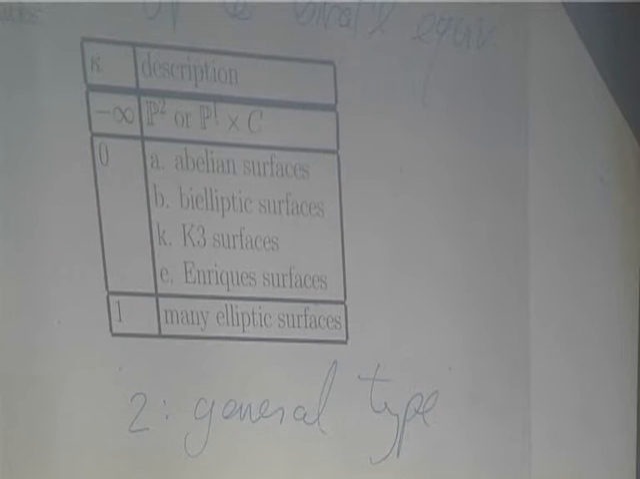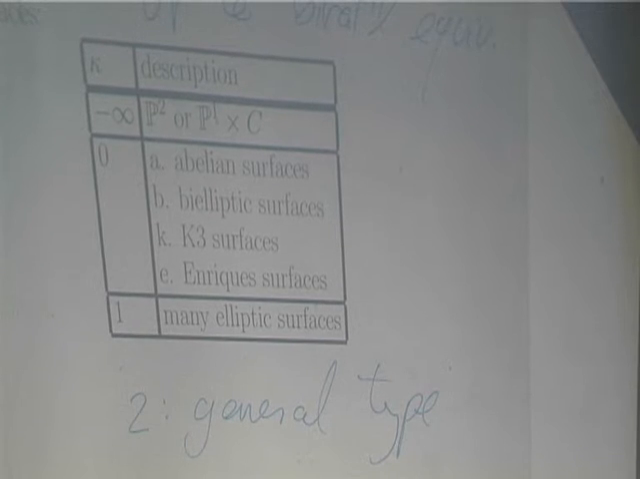K3 surfaces are a collection of surfaces that have very interesting geometry, and you can spend a lifetime studying K3 surfaces. And Enriques surfaces are certain quotients of K3 surfaces by a certain type of involution.